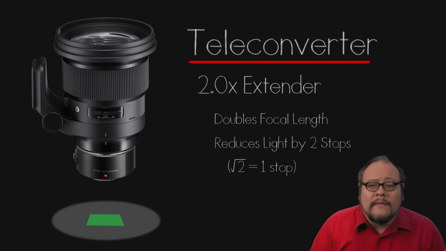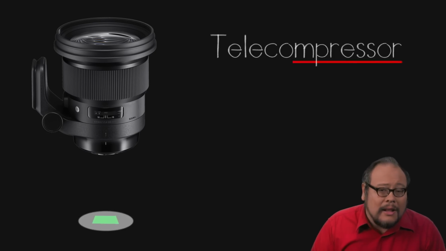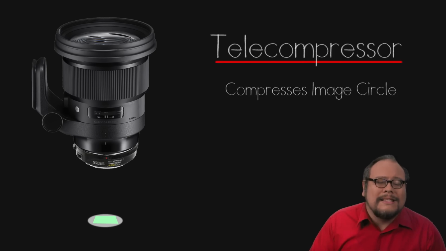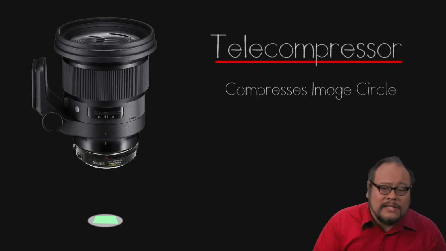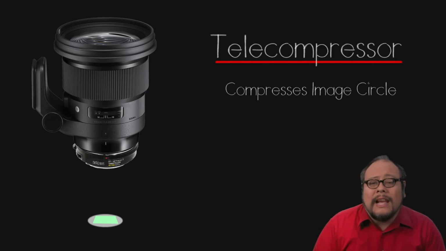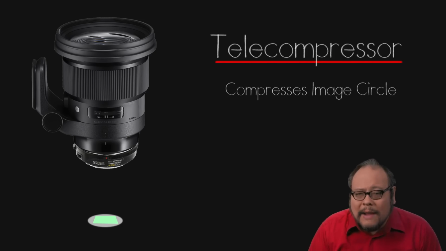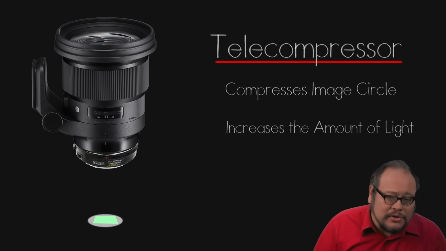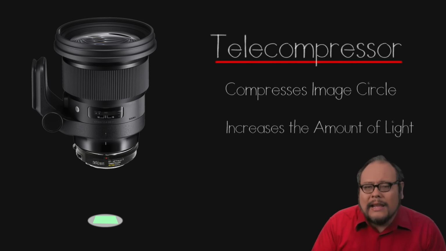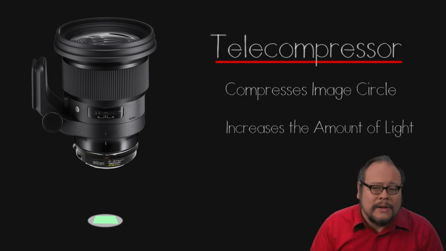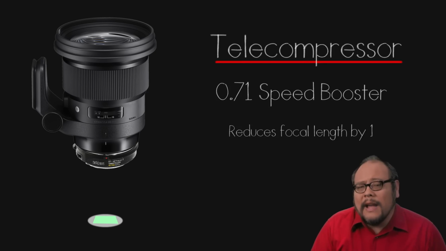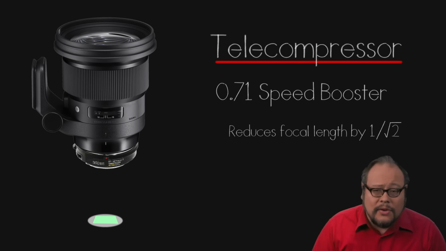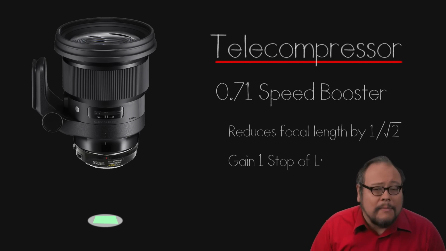The opposite of a teleconverter is the telecompressor, like the popular Metabones Speed Booster. Instead of blowing up the image, it compresses down the size of the image circle laid down by the lens to fit a smaller sensor than what the lens was designed for. Because less light is wasted on non-exposing elements of the camera, the effect is an increase of exposure, though light is not being added, it is only being more concentrated on the sensor itself. For example, this 0.71 speed booster reduces the focal length by a factor of 1 divided by the square root of 2, which results in a gain of 1 stop of light.